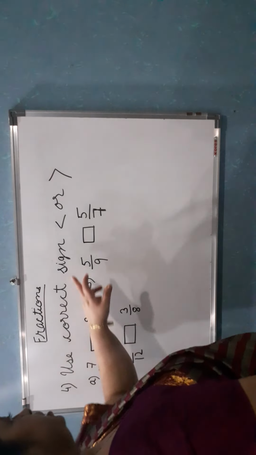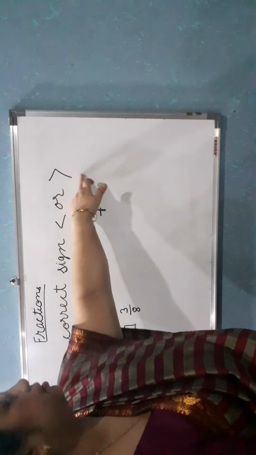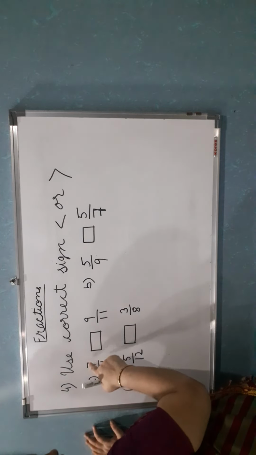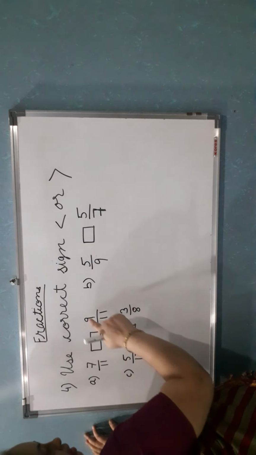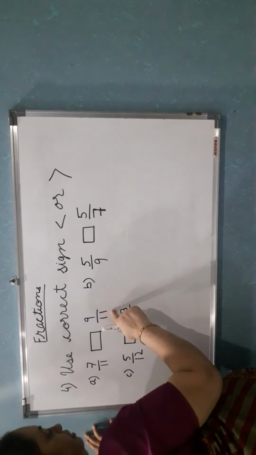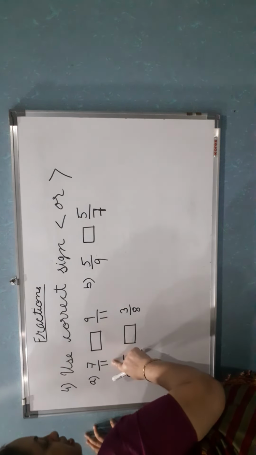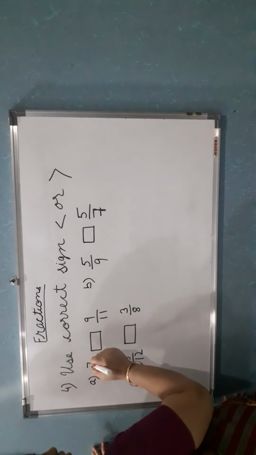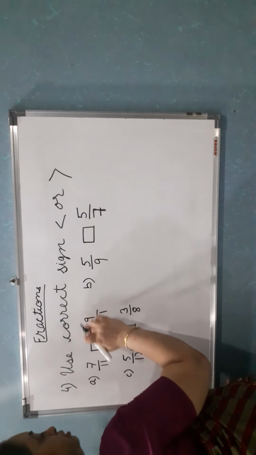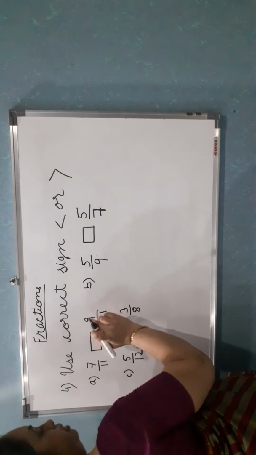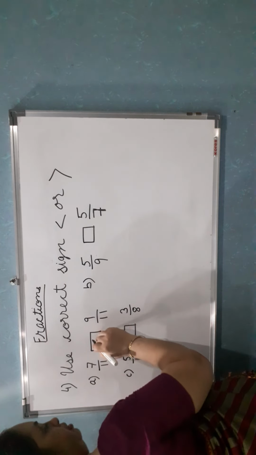Now look here, use the correct sign, less than or greater than. Look, this one is 7 by 11 and 9 by 11. Same denominator. You have to notice this. These have same denominator. So you have to only look here, 9 and 7. Which one will be greater? 9 will be greater.